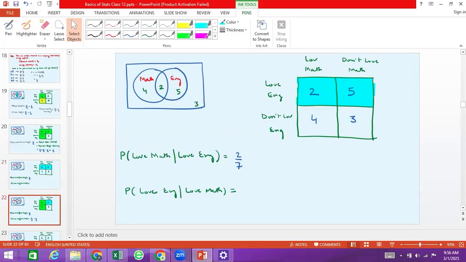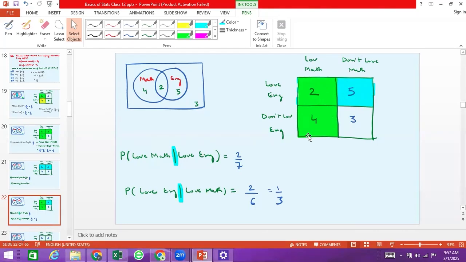Similarly, when I say the probability of loving English, given that he loves math, it means that you already know that he loves math. So I will not be looking for that guy here. These 8 students are out of my universe now. These 6 students are in focus. Out of these 6 students, what is the probability someone will love English? That is 2 by 6.